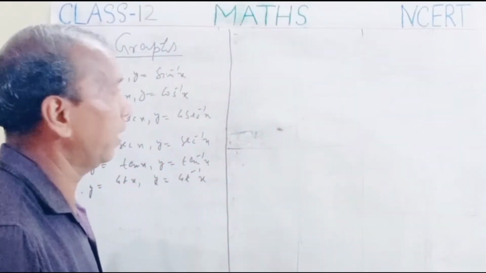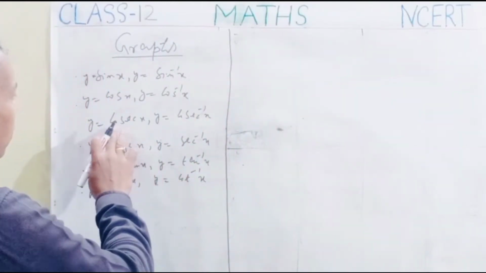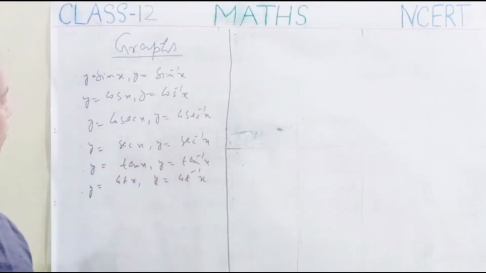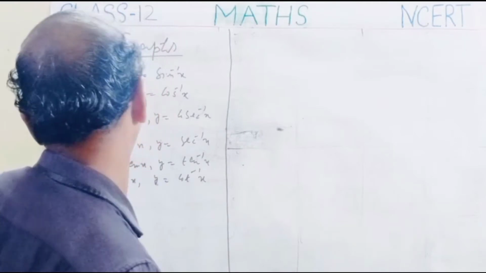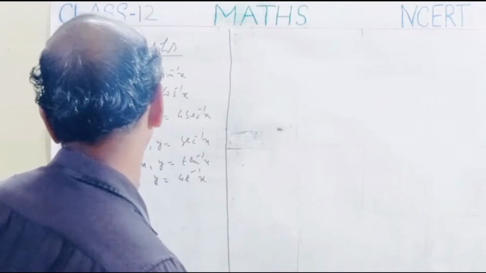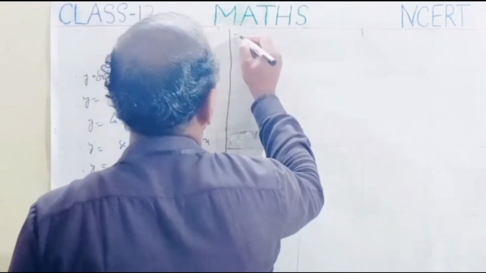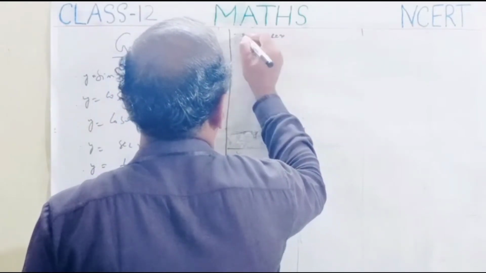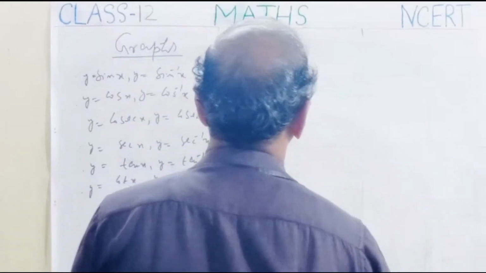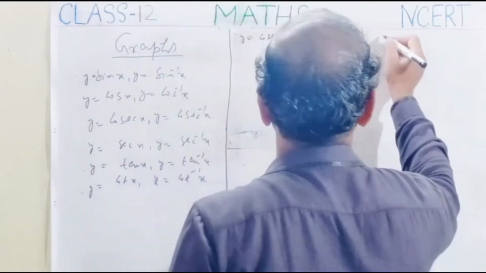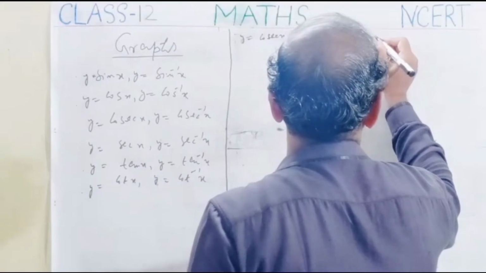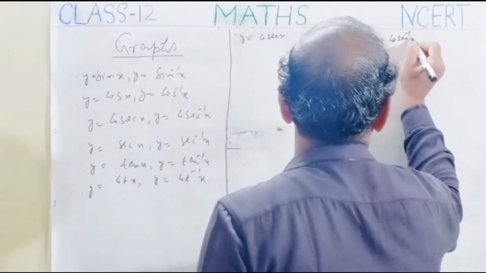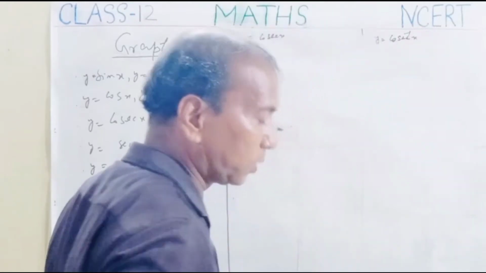Now next we will draw the graph of cosec x and its inverse, sec x and its inverse. So first of all, I am taking the graph of y is equal to cosec x. And next I will take the graph of y is equal to cosec inverse x.